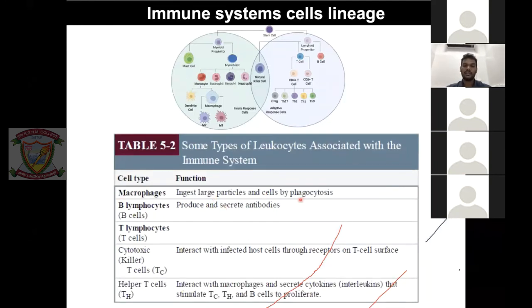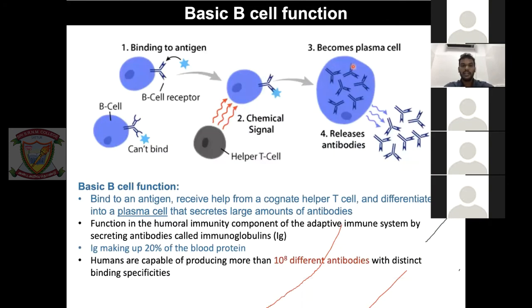Basically, they take up all the bacteria and viruses and kill them. Then B lymphocytes, they are called B cells, I said, and they are known to produce antibodies. So in our body, antibodies are produced by these B cells, and T cells are basically helper cells. We will see in the next slide. And the cytotoxic killer cells, basically they help in killing some of the antigens that are coming in. Helper T cells also help in the production of antibody. So here is the basic B cell function that we have right now.